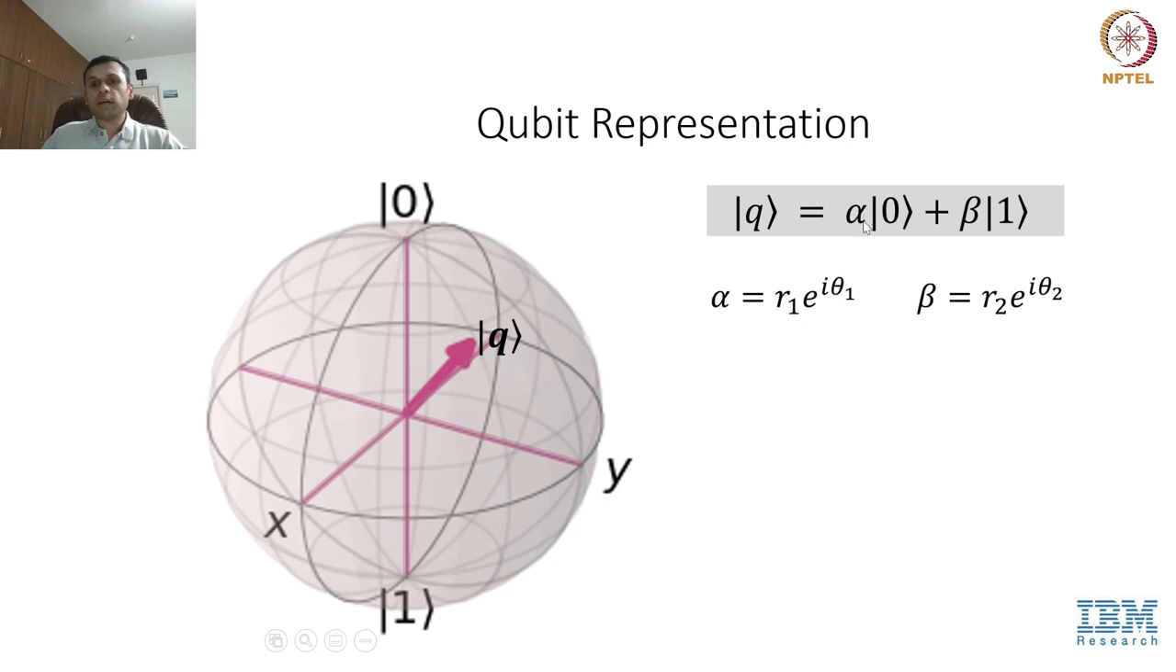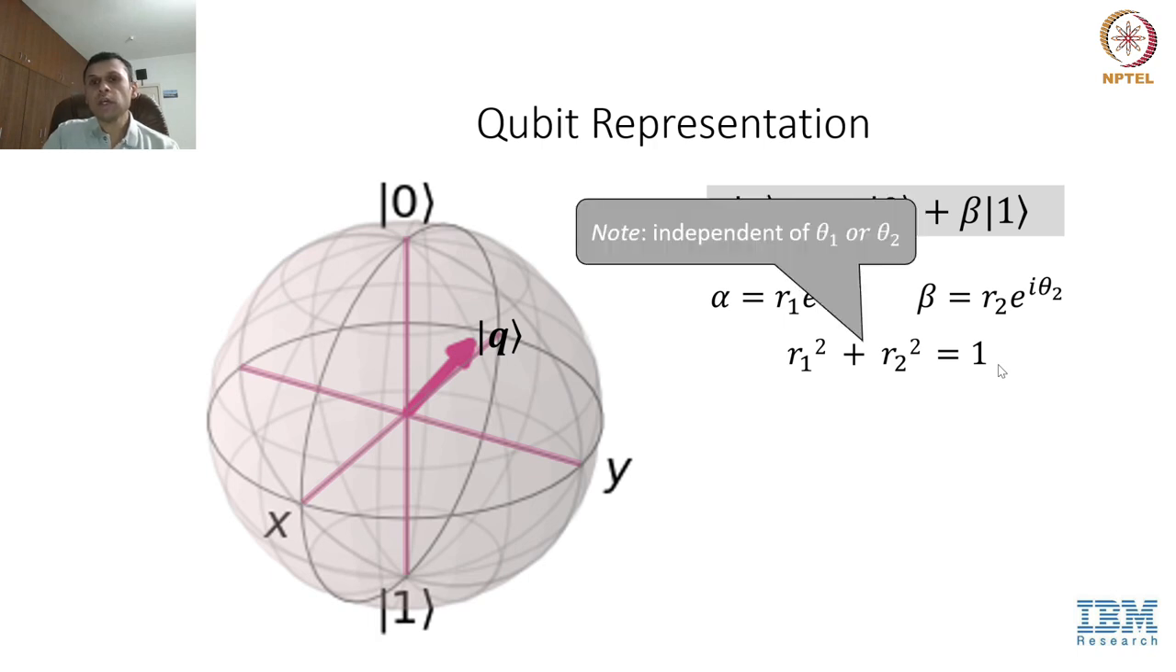The moduli or the probability amplitudes alpha and beta can be represented using polar coordinates, right? So let's assume alpha is r1 e to the power i theta 1, beta is r2 e to the power i theta 2, and because Q is a normalized qubit, r1 square plus r2 square must add to 1, as we saw in a couple of slides before. Note that this expression is independent of both theta 1 and theta 2, and we'll come to theta 1, theta 2 later. But in this particular expression, note that we can represent r1, r2 in terms of trigonometric functions.